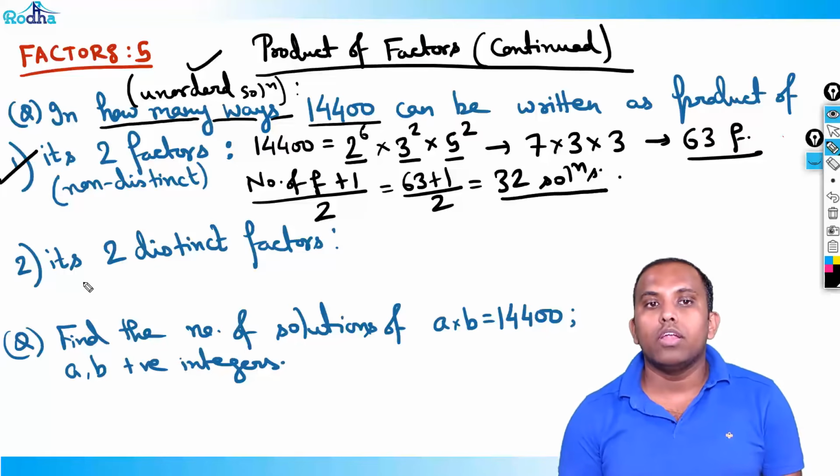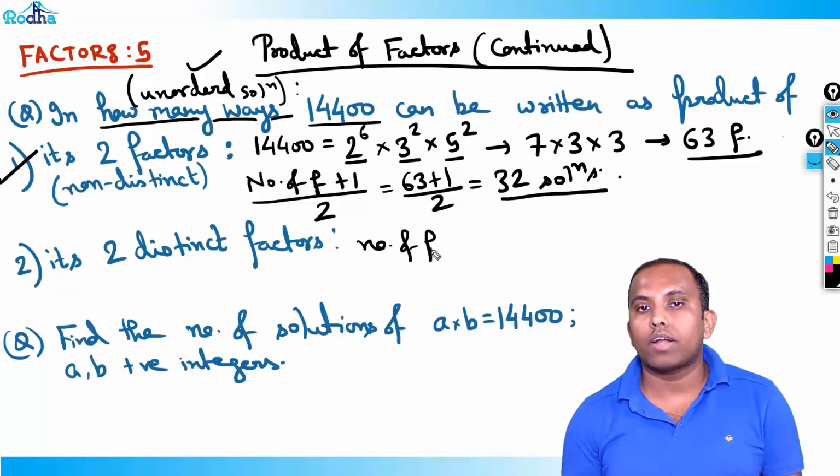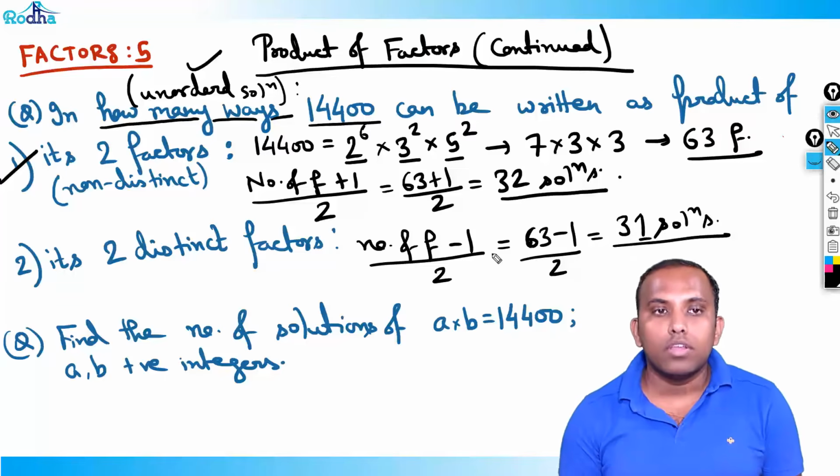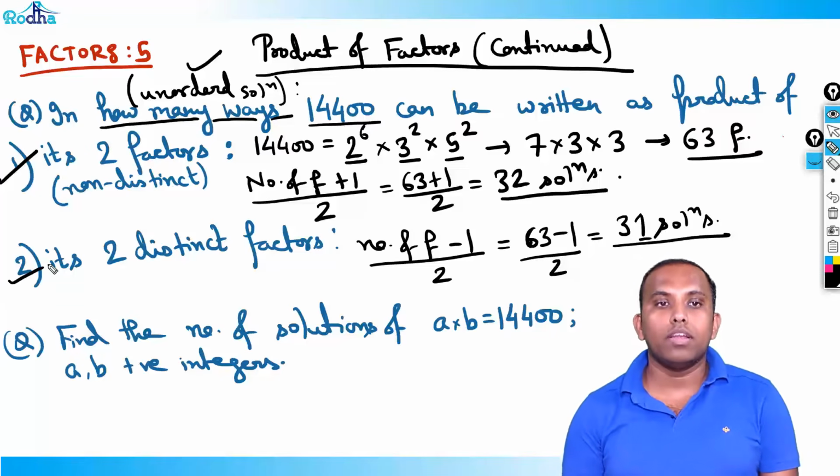For the second question, two distinct factors, what is the formula we derived? (Number of factors minus 1) by 2. That is (63 minus 1) by 2, which is 31 solutions. 31 solutions is the answer for the second question.